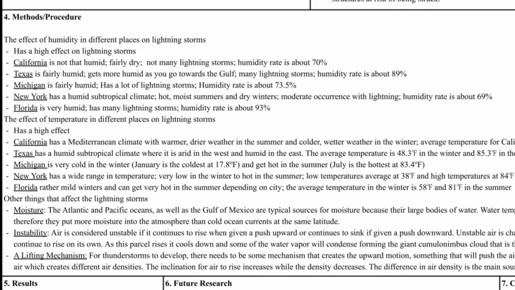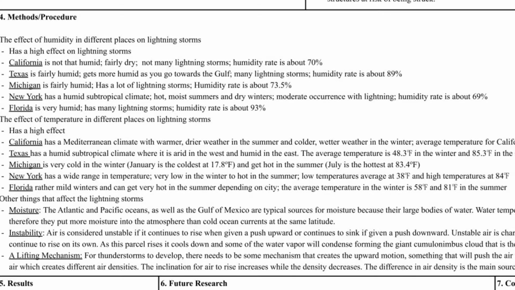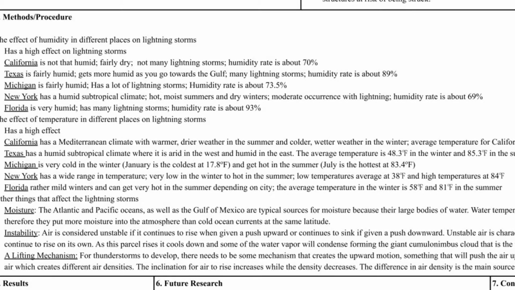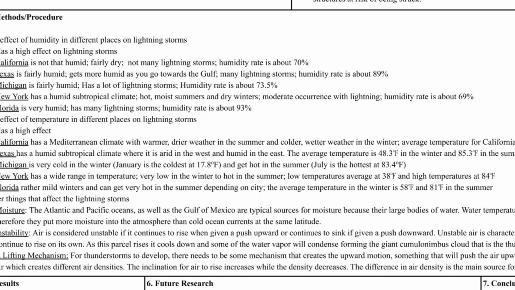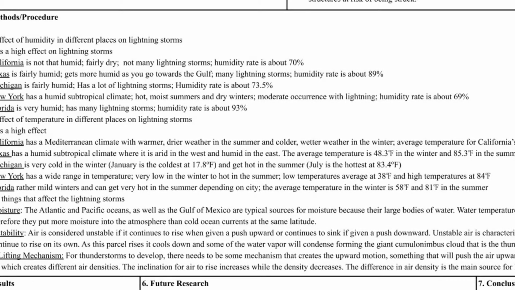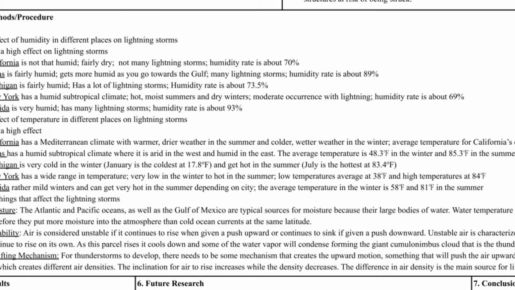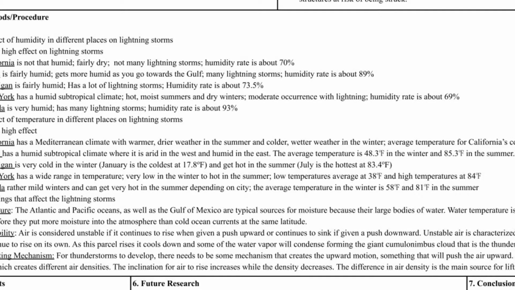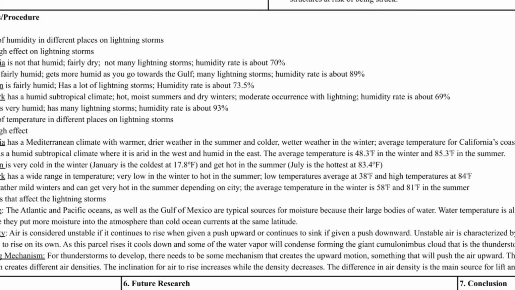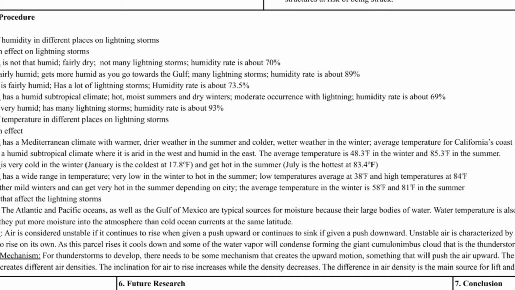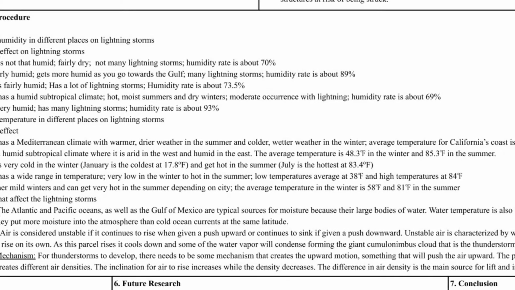Methods and procedures. The effect of humidity in different places on lightning storms is a high effect. California is not that humid. It is fairly dry with not many lightning storms. The humidity rate is about 70%. Texas is fairly humid. It gets more humid as you go towards the Gulf. It has many lightning storms. The humidity rate is about 89%.